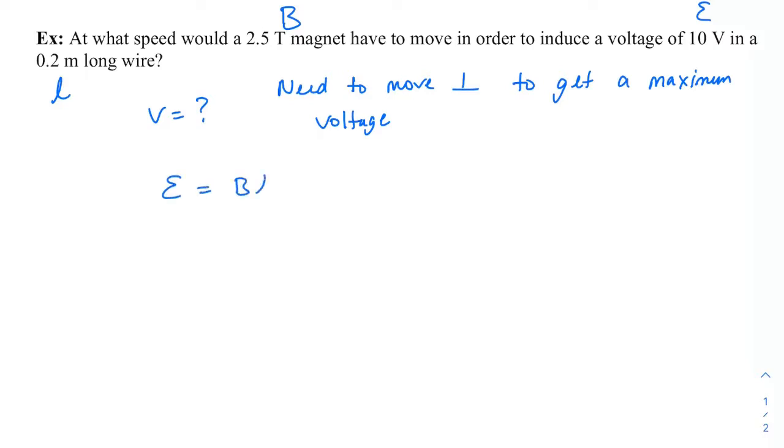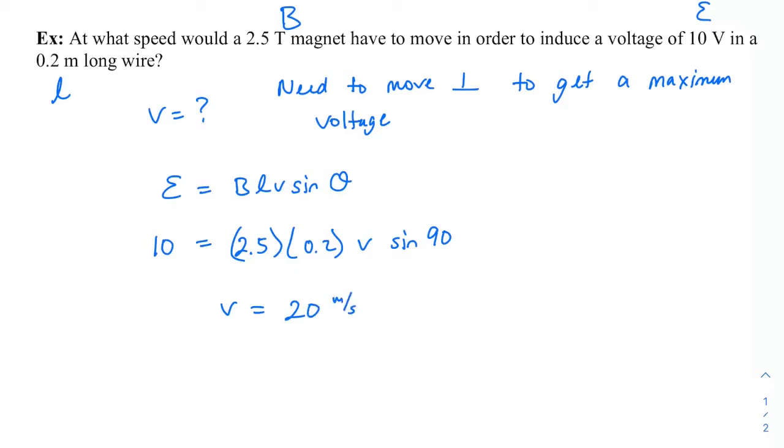So here's our equation, BLV sine of theta. 10 is going to equal 2.5 times the length, which is 0.2, times velocity, which I'm looking for, and I want it to be maximum, so sine of 90. And so we crunch that out. Again, you could mental math this, but some of you are like, I can't do anything mental at this point. Our velocity is 20 meters per second, and we would say perpendicular to the magnetic field. Okay, so that is just some examples of how to actually calculate induced EMF using our equation.